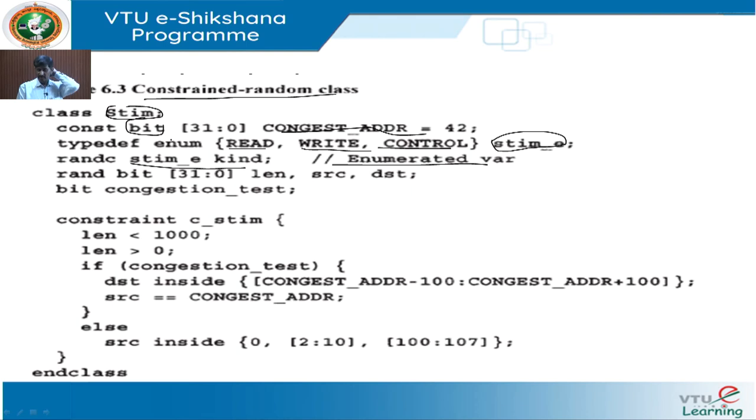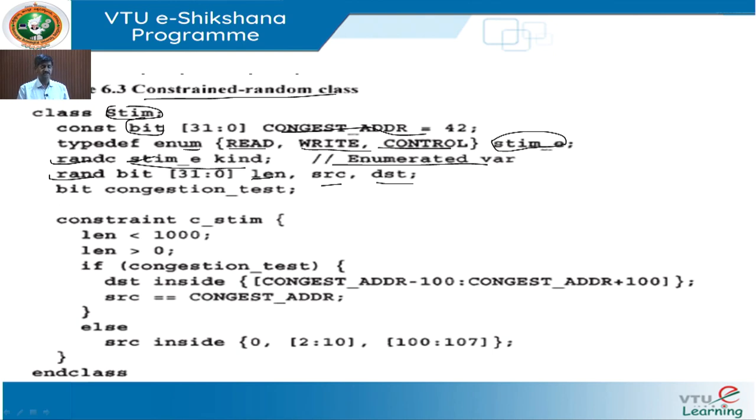So rand bit is taken as a length, source and a destination. Rand c is a constrained one. Rand bit is a normal randomized value. It takes a data type of enumerated, either read, write or control. So this kind will take an enumerated variable, either read, write or control.